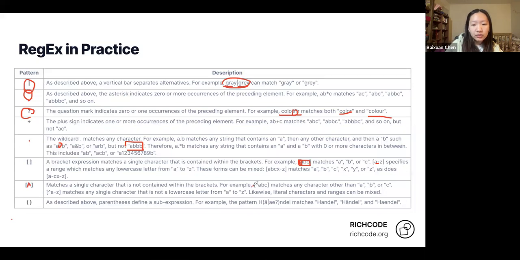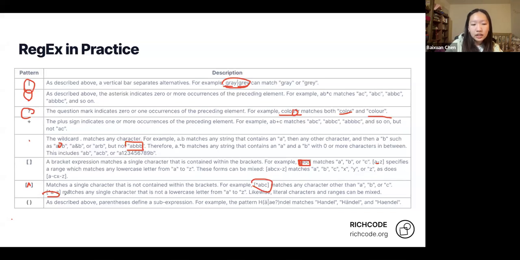So for example, this one will return any character that's not A, B, or C. And this will represent any character that's not a lowercase letter from A to Z. So regular expressions are case sensitive and literal characters and ranges can be mixed.